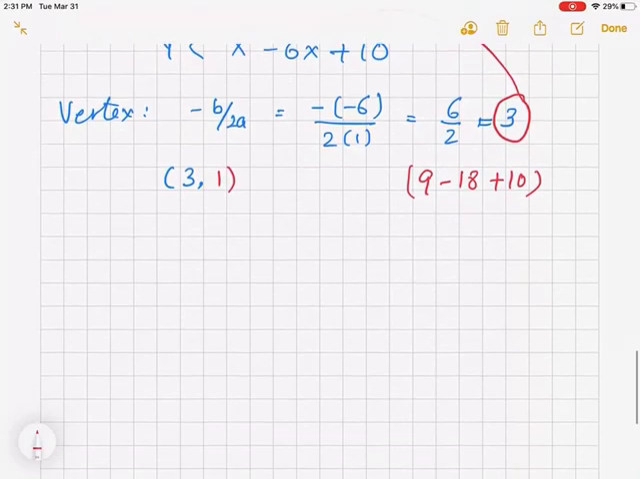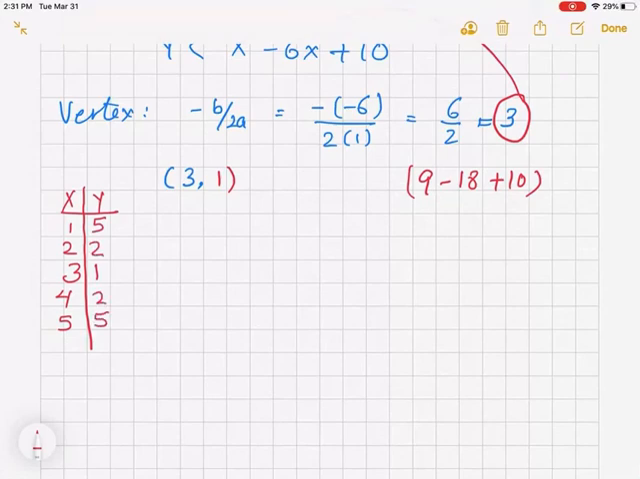And once you have the vertex, the rest is pretty much making this table. We write the vertex in the middle, so 3 and 1. Then we take 2 points to the right, which is 4 and 5. 2 to the left, I have 2 and 1. And we need to complete the table. I hope you remember this. How do we complete this table? You need to take these numbers, plug them back into the original equation, and solve. Okay, I already have these numbers down. So I have 5, 2 here, 2 and 5 here.